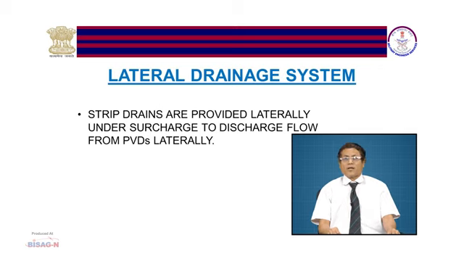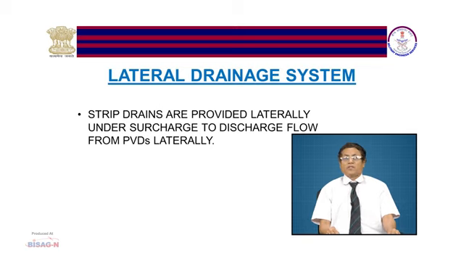Now, a lateral drainage system. Strip drains are provided laterally under the surcharge to discharge flow from the PVD laterally. Actually, whatever pore water or groundwater is coming out of the PVD drains is to be discharged at some suitable discharge points. It will be done through the strip drains, which is very necessary.